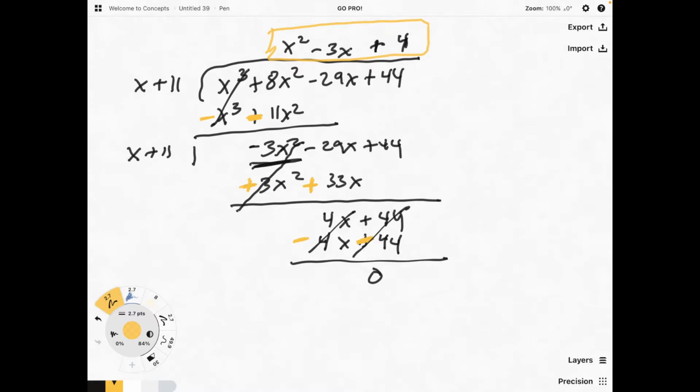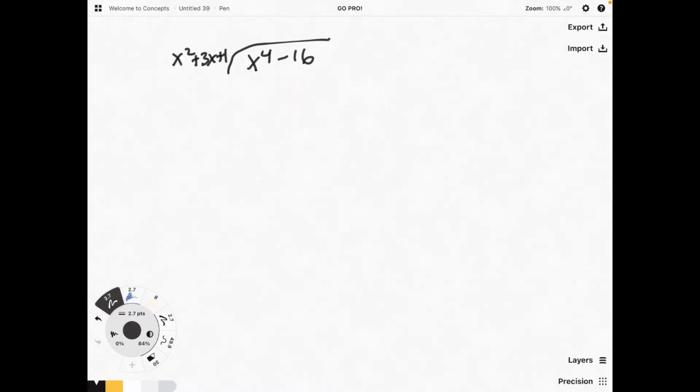All right, let's look at our next problem. We have x to the 4th minus 16 divided by x squared plus 3x plus 1. So remembering what our first step is, it's to rewrite this with all of the degrees showing so we can understand what our steps are going to be.